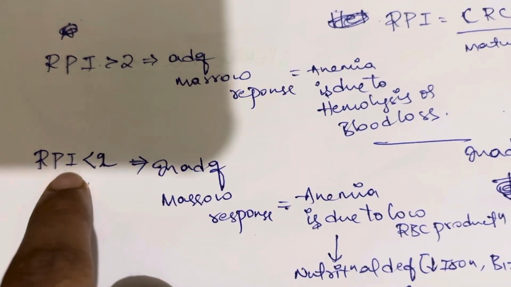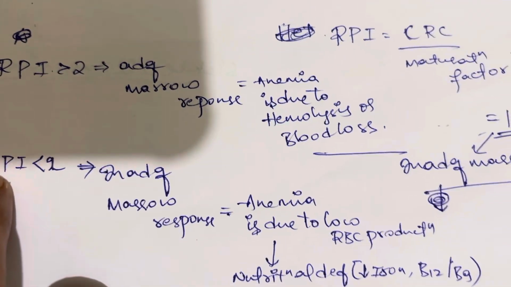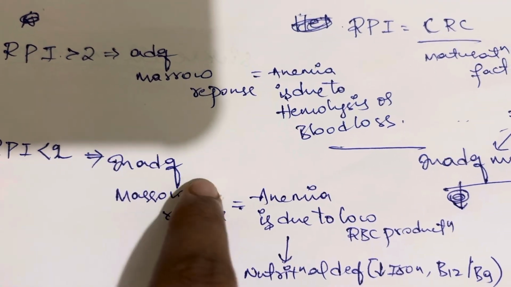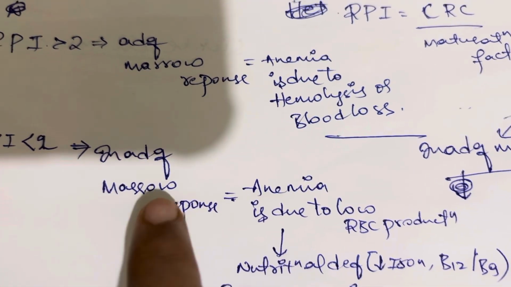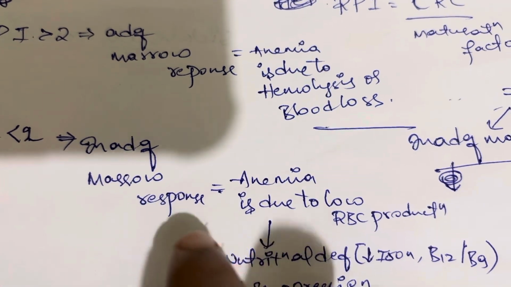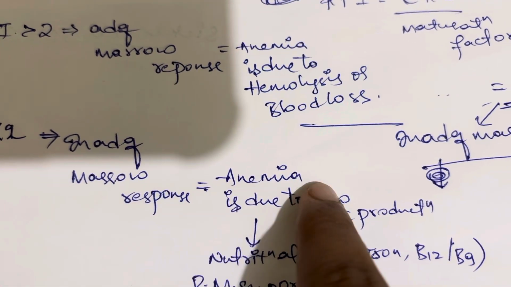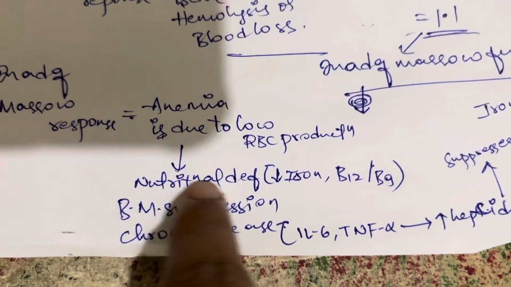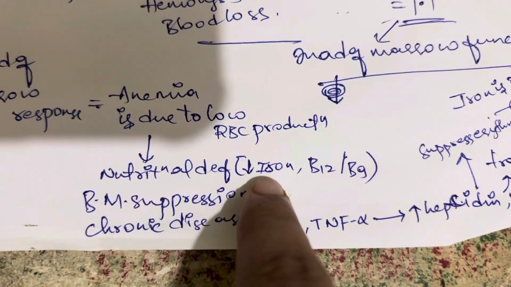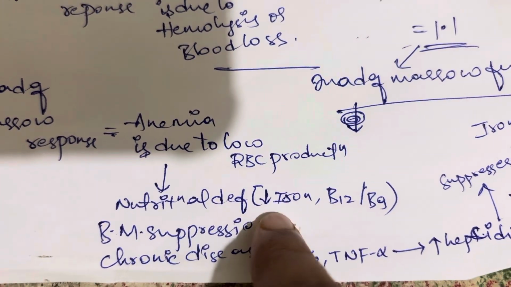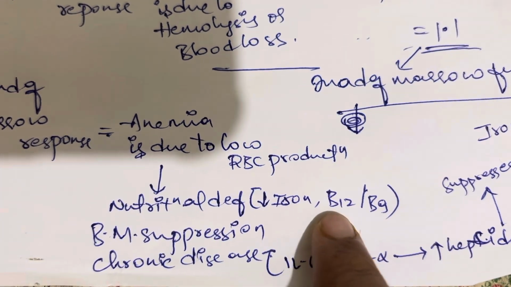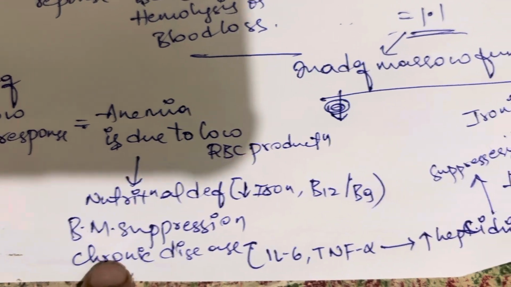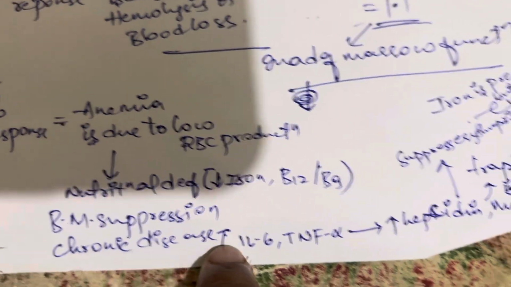If the reticulocyte production index is less than 2, it is due to an inadequate bone marrow response to the anemia. In that case, the anemia is due to low RBC production, which may be due to nutritional deficiency like reduced iron, B12 or B9, or bone marrow suppression, or anemia of chronic disease.